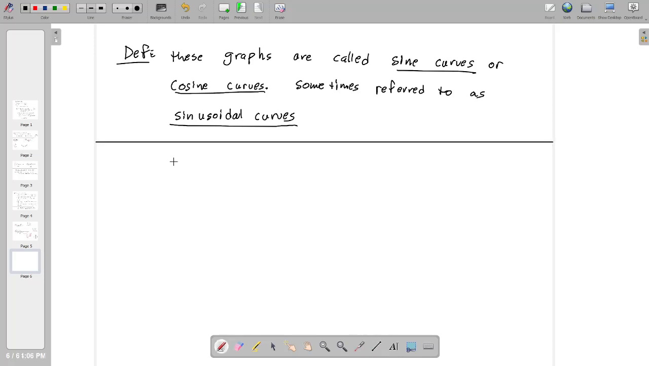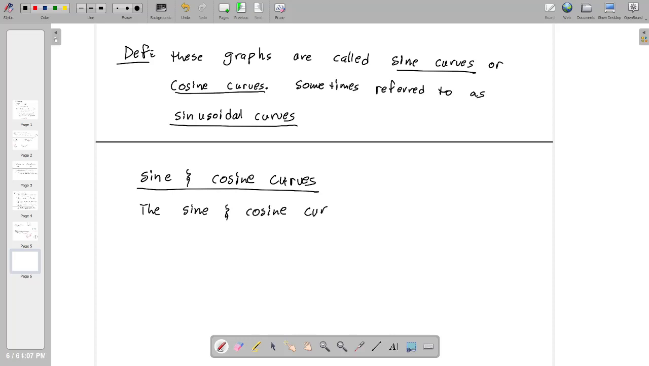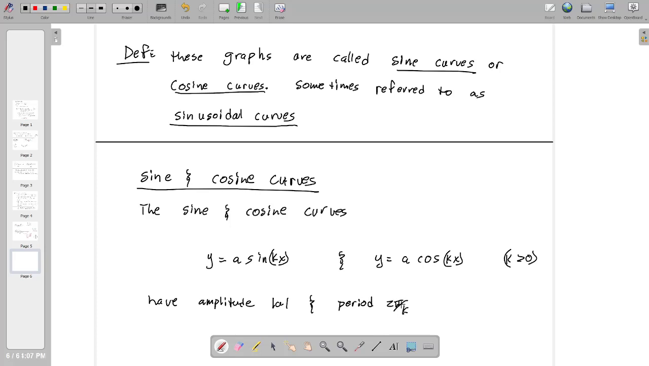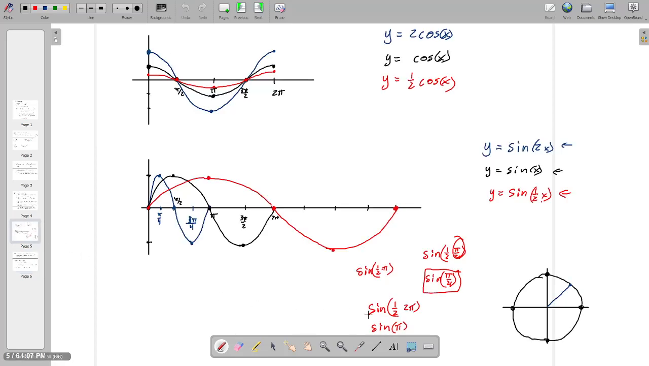Let's define some parameters for the sine and cosine curve. The sine and cosine curves, y equals a sine kx and y equals a cosine kx, where k is greater than 0, have amplitude absolute value of a and period 2 pi over k. So, we haven't discussed the amplitude yet. The amplitude is actually just the height of the curve. So for this curve, for instance, the amplitude is 2. It reaches above and below its main axis 2 units.